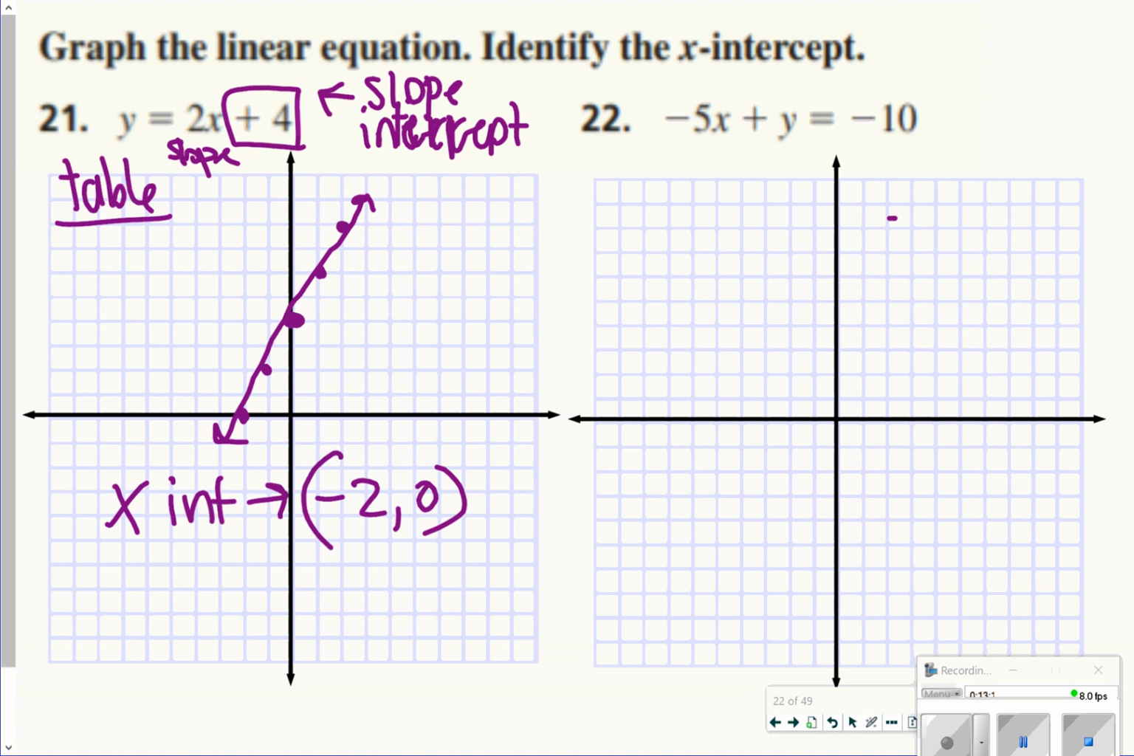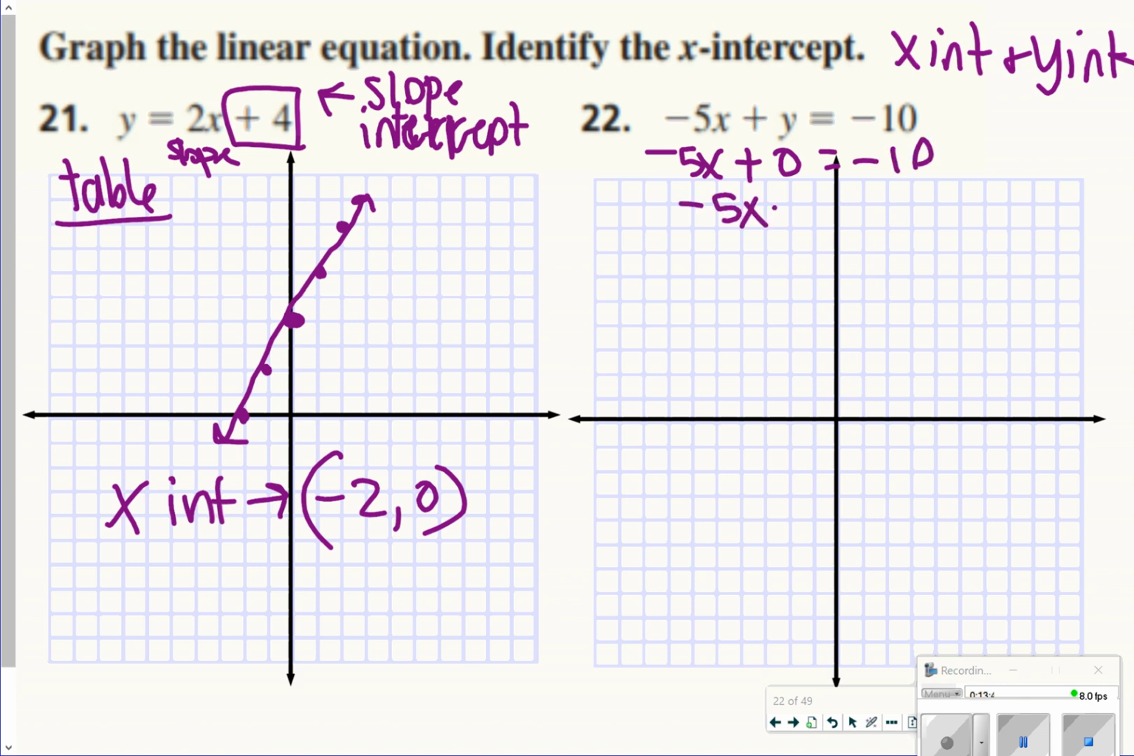Okay. For number 22, this is not in slope-intercept form, so what I could do is just use my x-intercept and my y-intercept for this one. I'm just going to use basically what's easiest for me to graph. So when I try to find my x-intercept, remember that x is there, but y would be equal to 0. So -5x plus 0 is equal to -10. So basically -5x equals -10. X would be equal to +2.